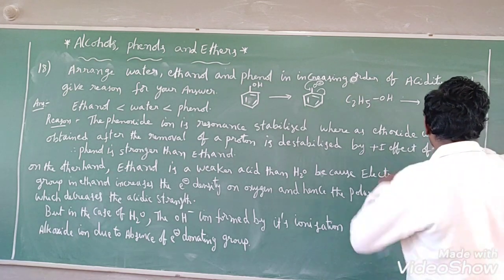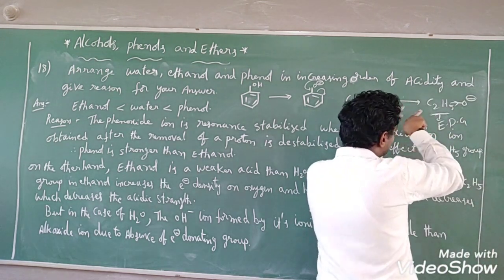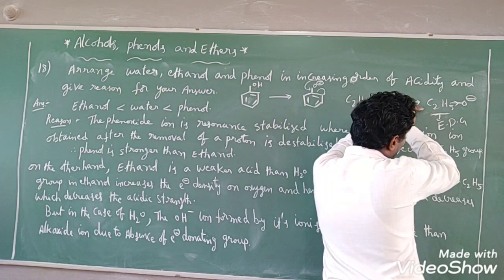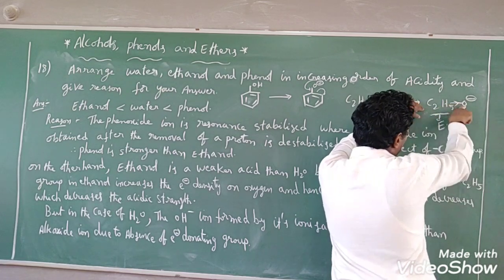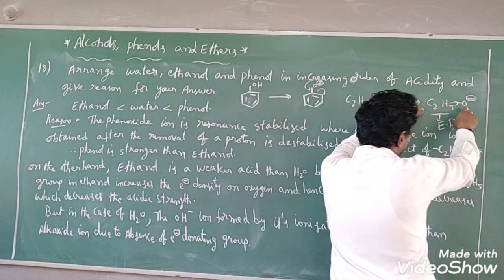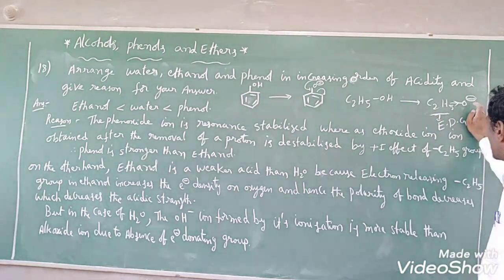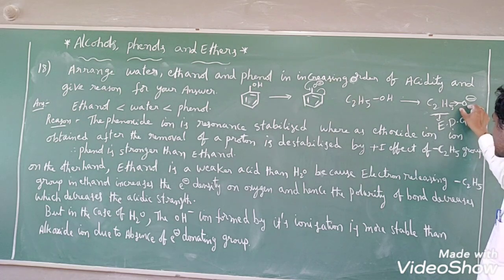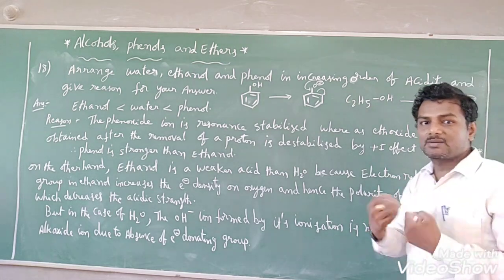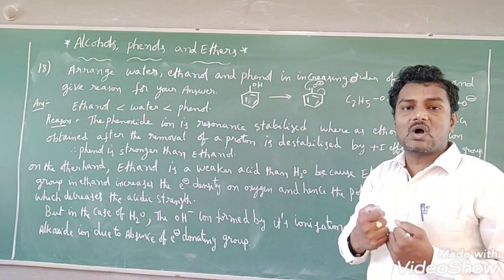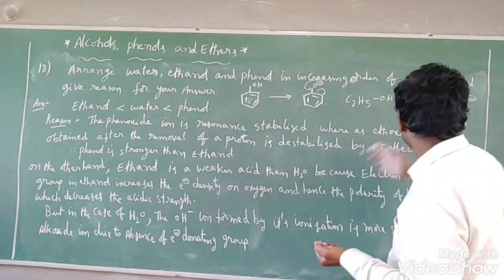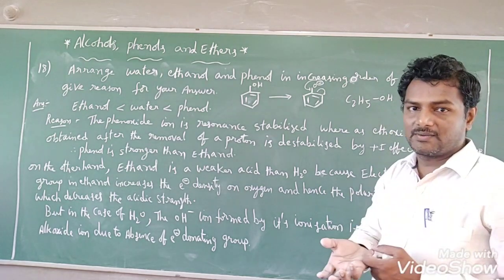Due to the presence of the electron donating ethyl group, the electron movement is towards the oxide ion. Then automatically the electron density on oxygen will increase. So this oxide ion is destabilized, not stabilized. So when do we say the oxide ion is stabilized? Whenever the negative charge on the oxygen is neutralized.